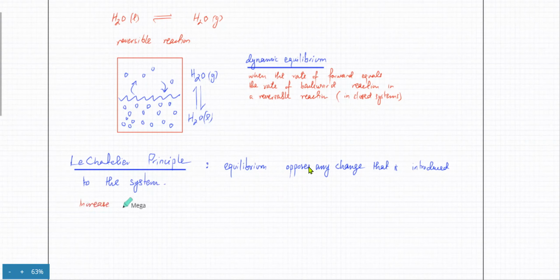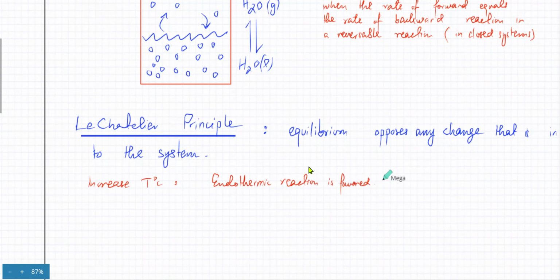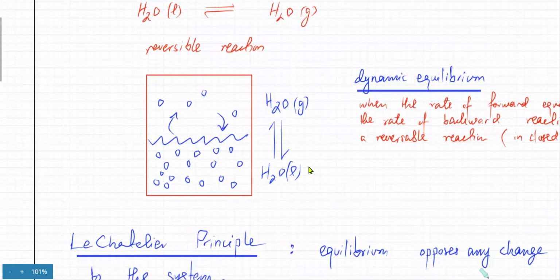You can just remember the definition. If you increase temperature, what's going to happen? If you increase temperature, endothermic reaction is favored. Okay, that's the first point of the Le Chatelier principle, and we can apply this point over here in this equilibrium.